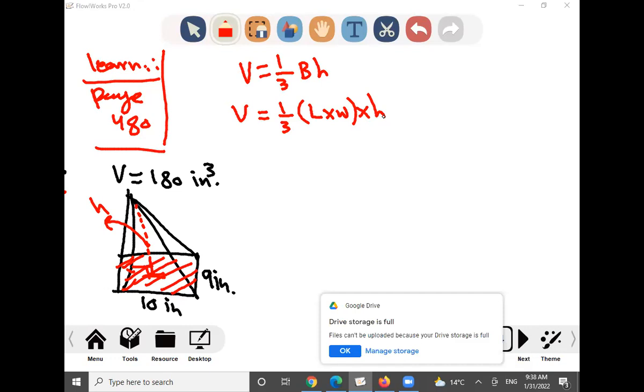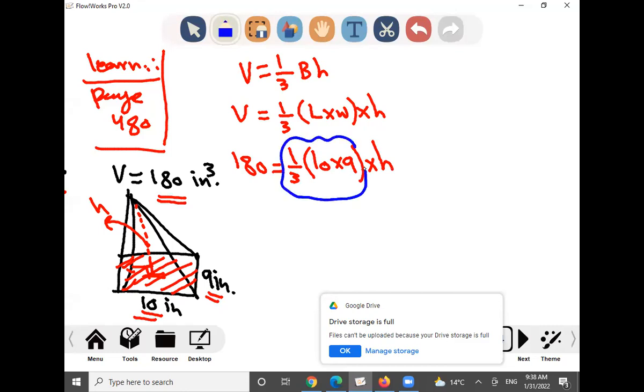Now apply, meaning replace what's given in the formula. Volume is given, how much? Under each one of them, replace. Volume is given 180. Equals comes down. 1 over 3 comes down. The length, how much? 10. The width, how much? 9. All multiplied by the height. The height is wanted, so still H. Done? Do you understand this step? Now I need to simplify these numbers.